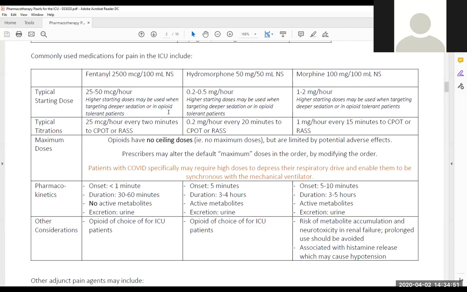So the dosing is here for your reference. The important thing to note is that opioids really don't have any ceiling dose. That means that there's no maximum dose. They are limited by the potential adverse effects, which you are all very familiar with. And so for those of you with prior ICU experience, you might notice that these patients are on much higher doses than what you're used to.